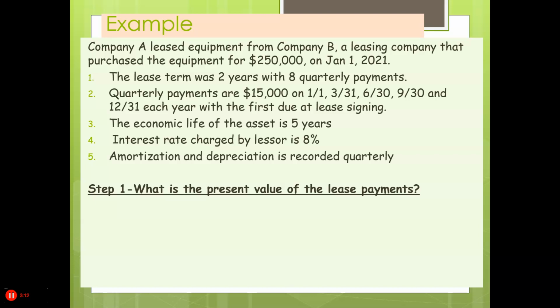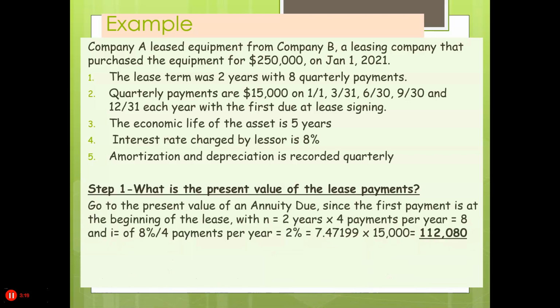First, to answer our questions, we want to figure out the present value of the lease payments. To figure this out, we go to the present value of an annuity due. Now remember, you use annuity due if the first payment is at the beginning of the lease. Otherwise, we just use a normal annuity schedule.